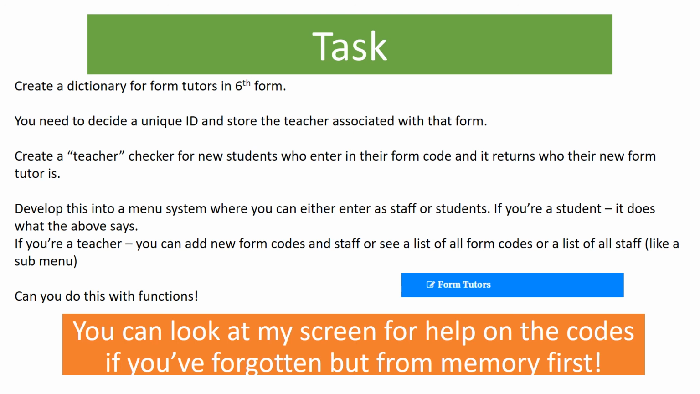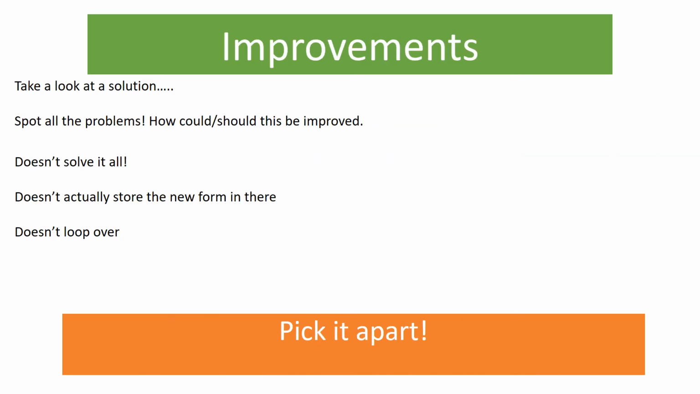I want to make sure you have a menu system where you can either enter staff or students. So if you're a student, it does what we've just explained above. If you're a teacher, you can add new form codes and staff, or you can see a list of all our form codes and staff, like a bit of a submenu. Let's have a look at my solution. There are problems in it. Can you spot them, and how could they be improved?